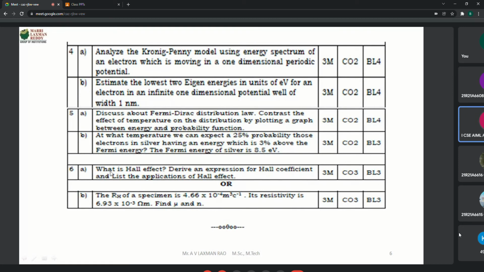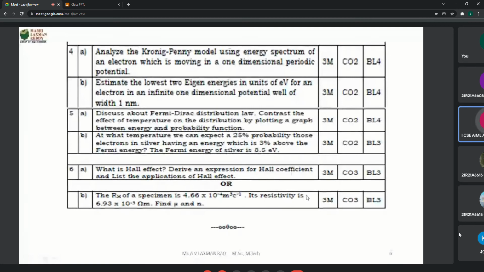Now you see, what is the Hall effect? Unit 3 actually: derive an expression for the Hall coefficient and list the applications of the Hall effect. This is a theory question. Now either you can write this, or one problem is given in unit 3. A theory and a problem, anyone can be attempted. Wherever OR is there, either this or this you can attempt. This is for 3 marks.